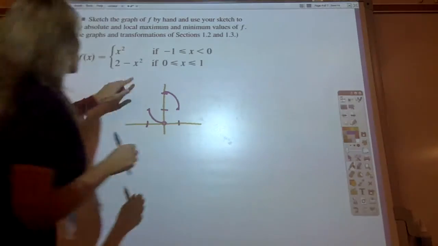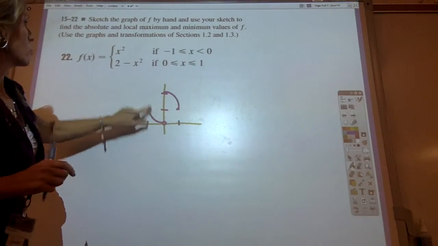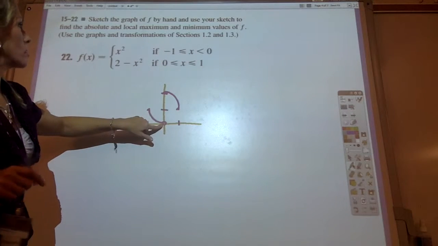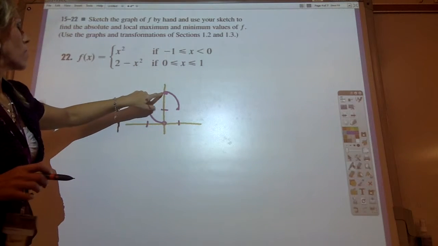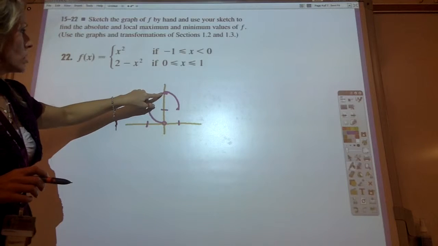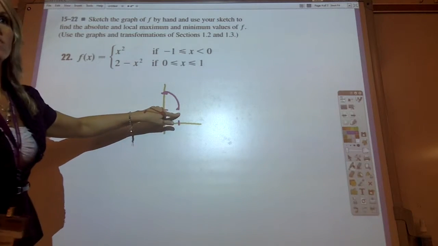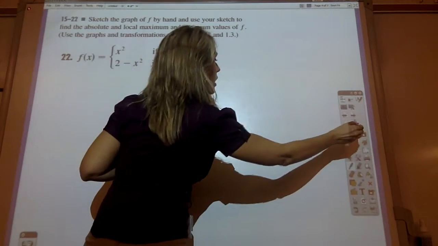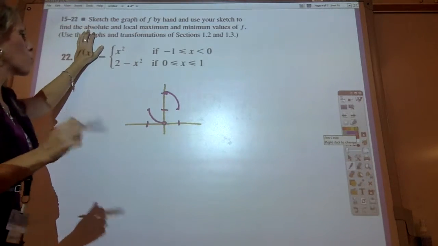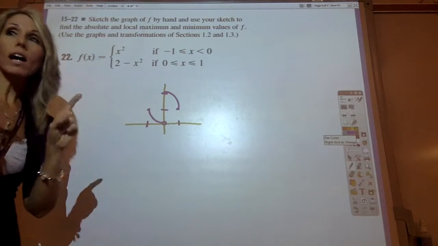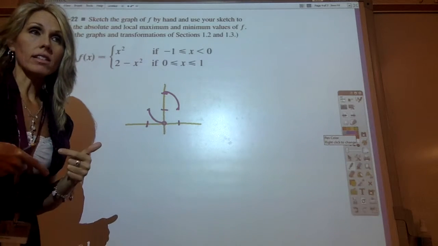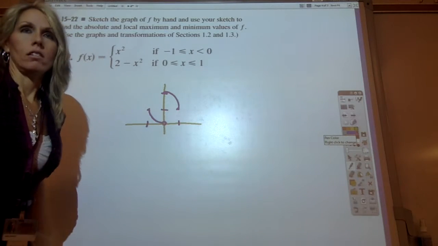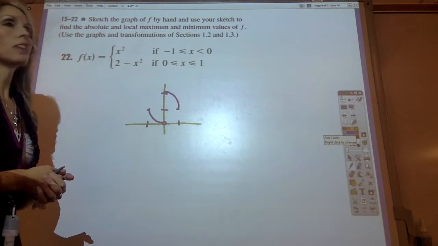Okay, so she has the parabola here with a closed dot on this side and an open dot there. She has an upside down parabola shifted up 2 from here to here, both closed dots. Perfect. Okay. Now, I guess we can just label them this way. Where is your absolute max? I realize that as I'm asking these questions, you can tell me there is none.